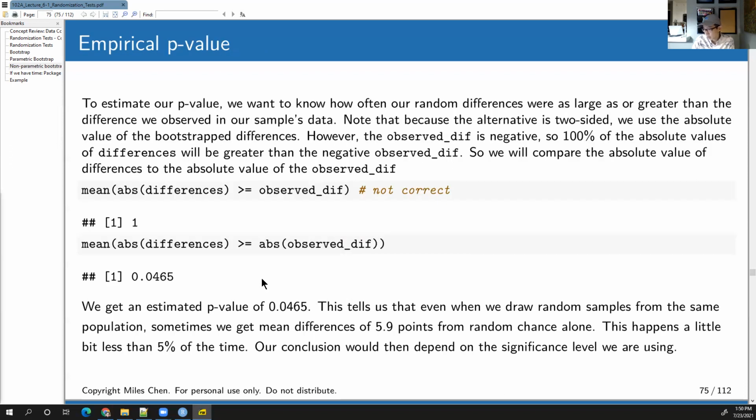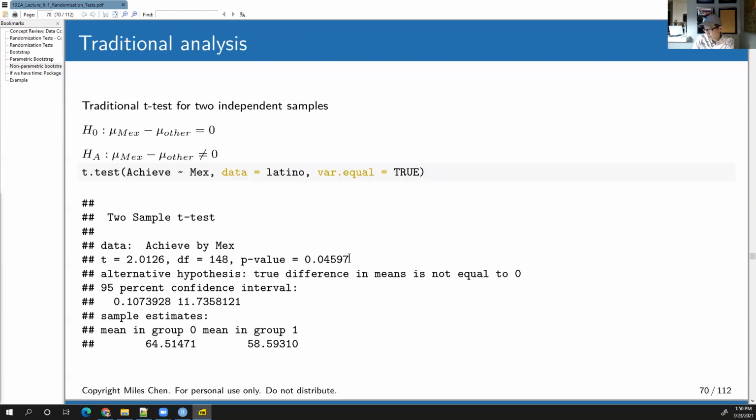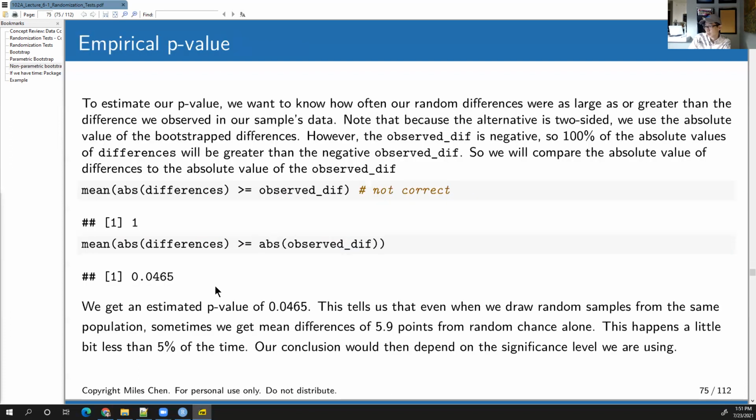And the p-value we get here, 0.0465, is very much in line with the p-value we got when we did a two-sample t-test. When we did a two-sample t-test, the p-value we got was around 0.046. And here, when we did random sampling, we pretty much get the same p-value, 0.046.